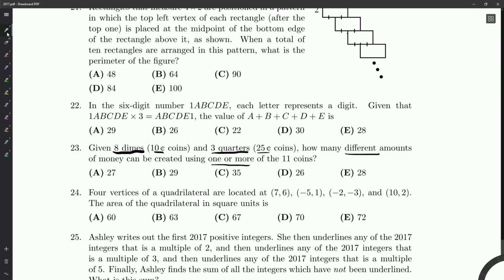Now they say different amounts of money, not different ways to make the same amount of money. So the thing that immediately jumps out at me is, well, there's some overlap. 5 dimes is 50 cents. 2 quarters is also 50 cents. Same amount of money, but different ways. We only want to count that once. So we have to be careful.